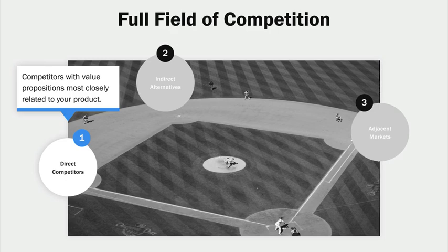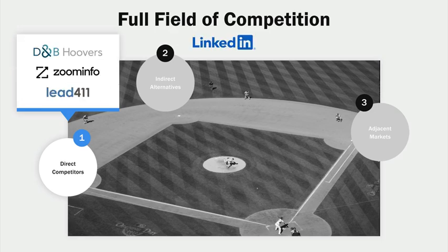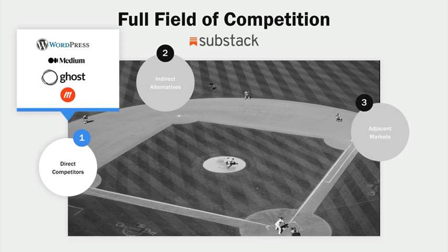The first are direct competitors. These are the competitors you traditionally think of, the ones with value propositions most closely related to your product. Since LinkedIn Sales Navigator fundamentally helps sales professionals discover leads, its direct competitors would be other lead gen tools like Hoovers, ZoomInfo, and Lead 411. Since Substack is a publishing platform that supports subscription-based payments, its direct competitors would be other publishing platforms with subscription-based payment capabilities. These would be companies like Ghost, Medium, WordPress, and Memberful.